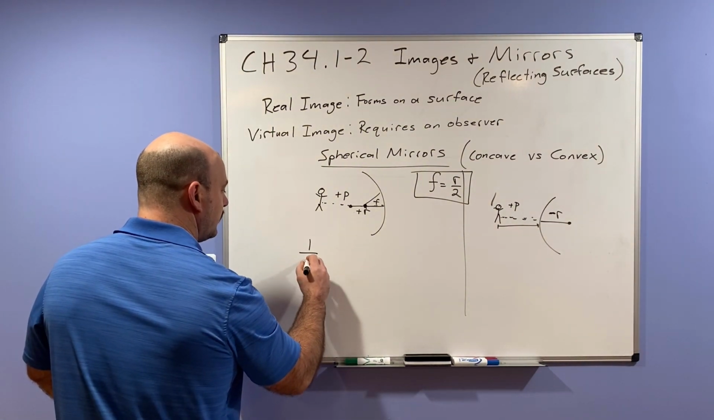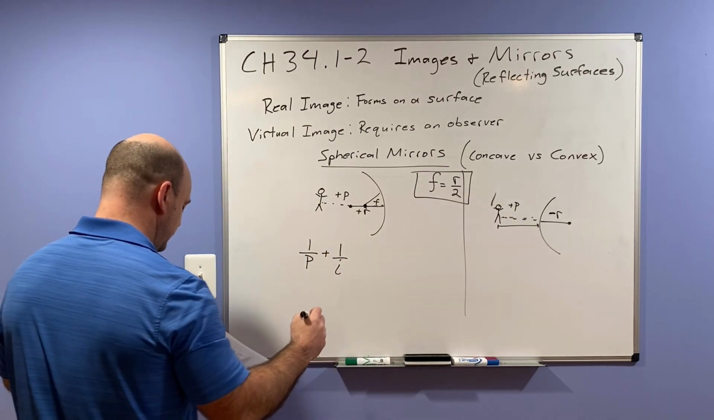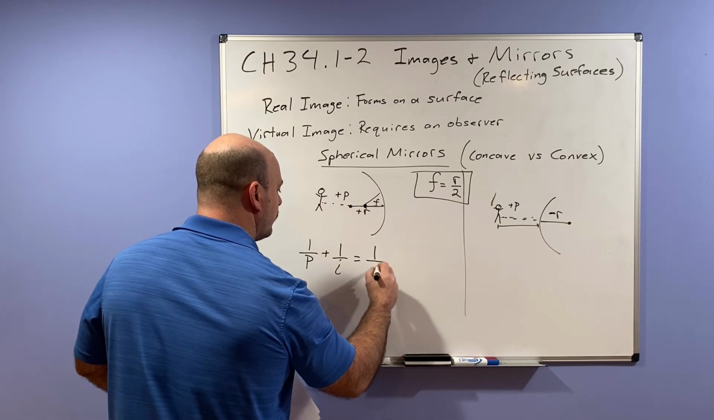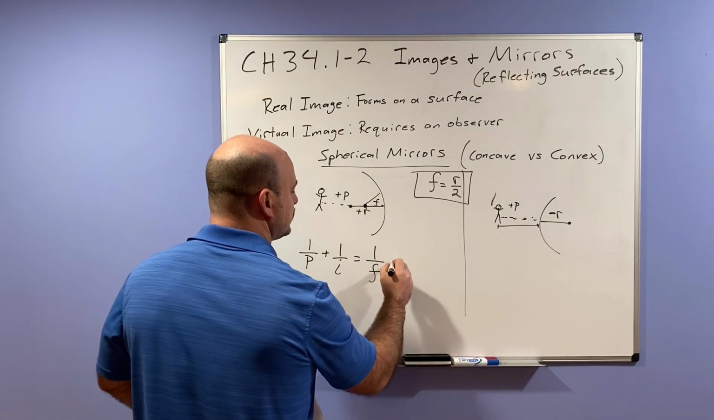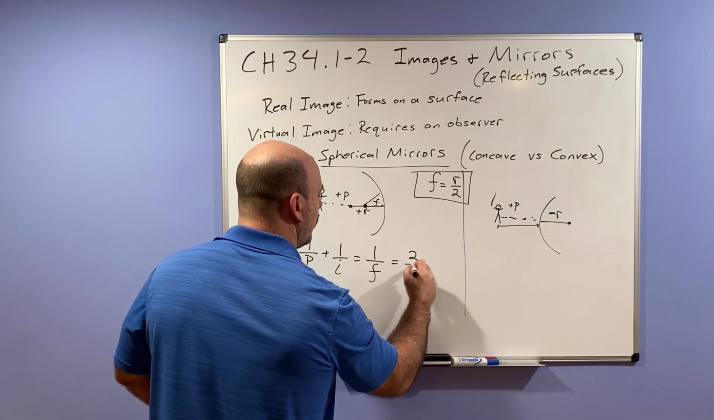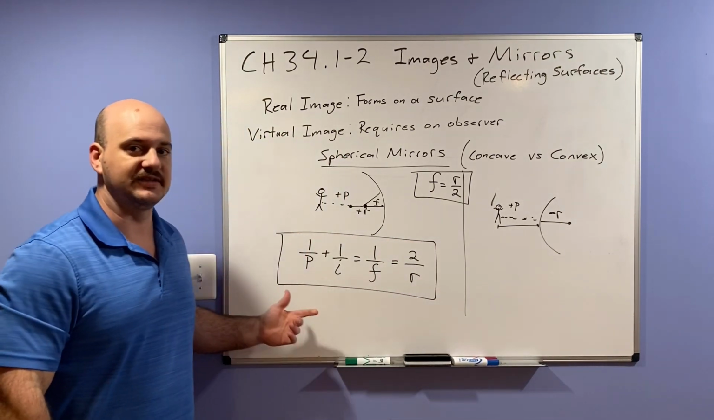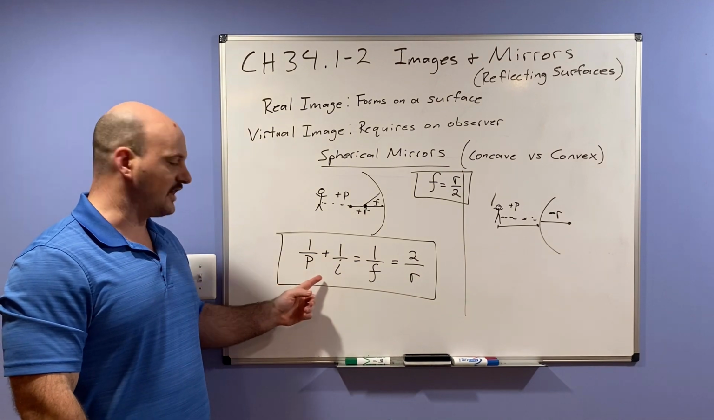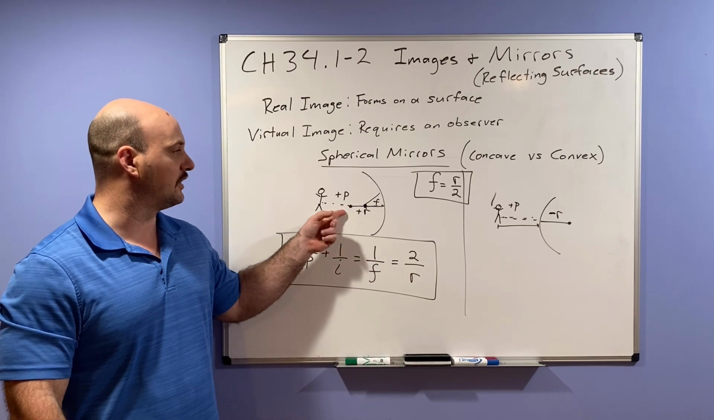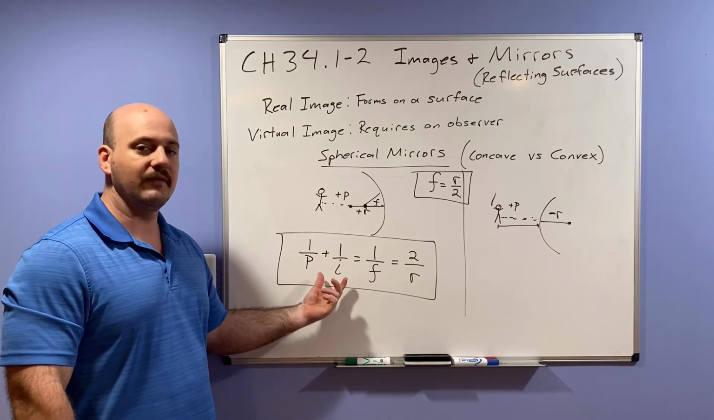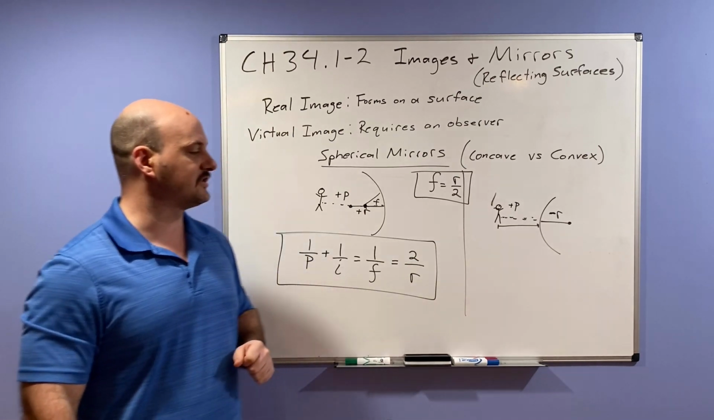1 over the object distance plus 1 over the image distance will be equal to 1 over the focal length. And we know that the focal length is half the radius of curvature, so this would also be equal to 2 over the radius of curvature. Now, all of these values, we keep the signs. If the focal length is positive, the radius of curvature is positive because it's a concave mirror. Then whatever the image comes out as, positive or negative, we keep that sign. Same thing with convex mirrors.